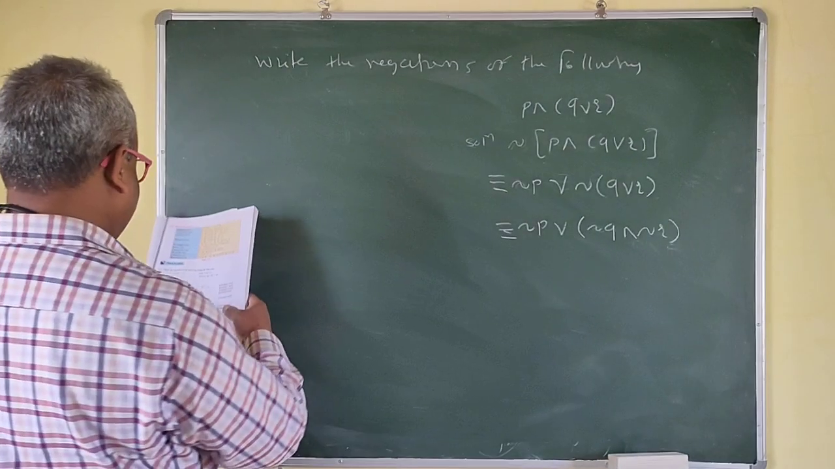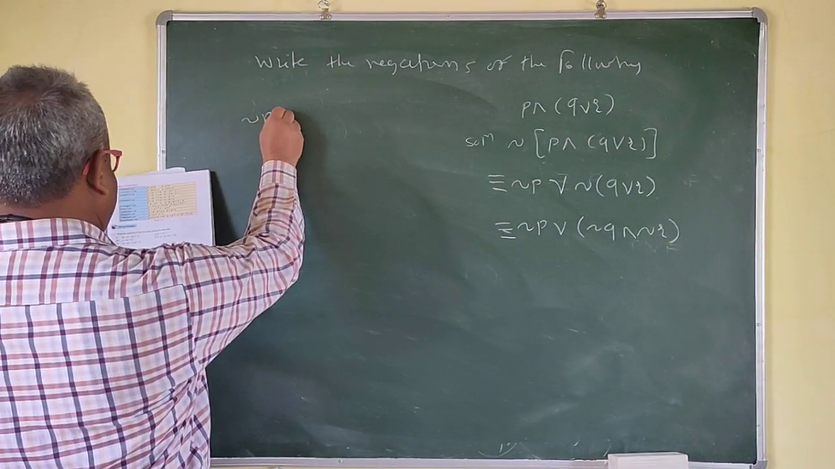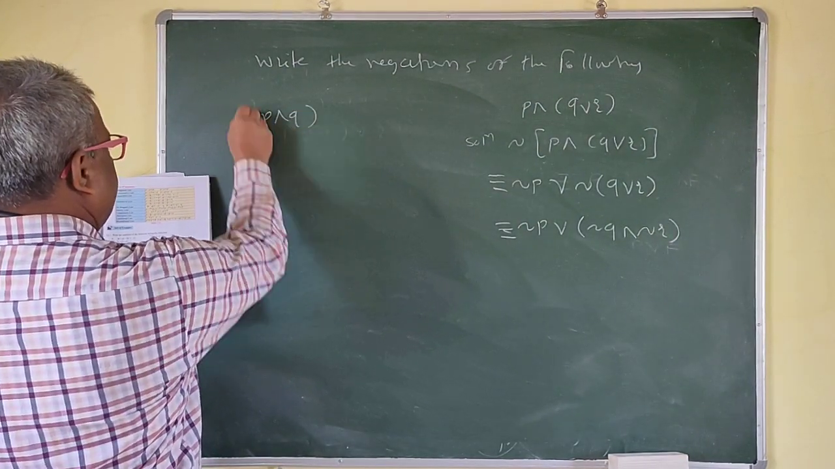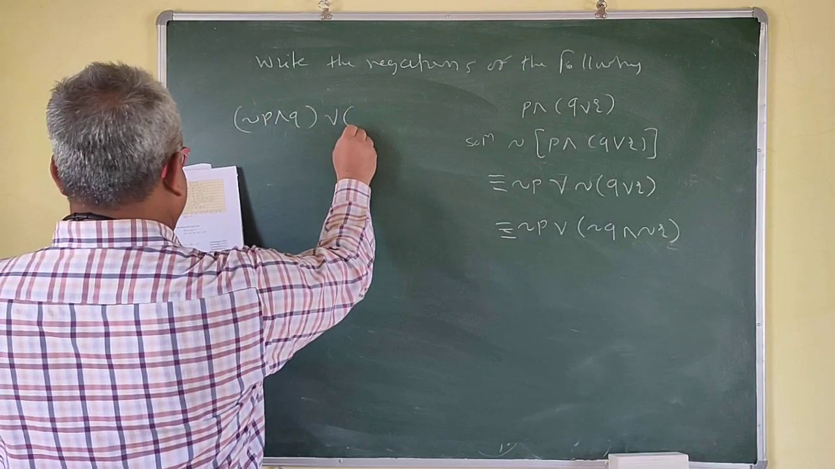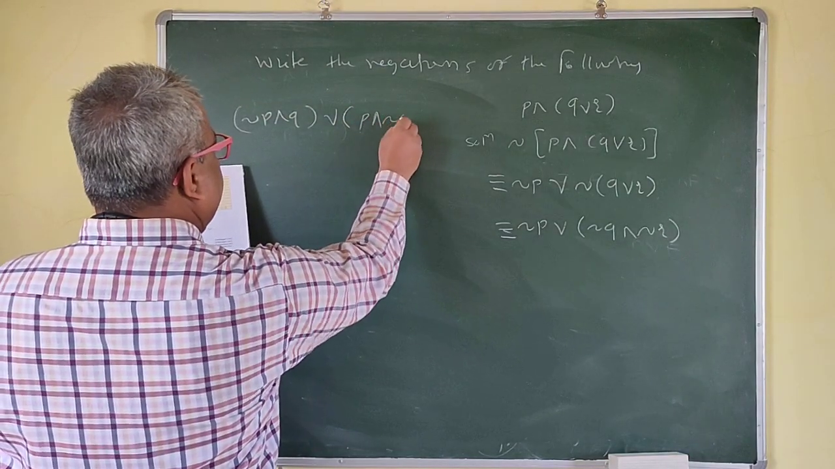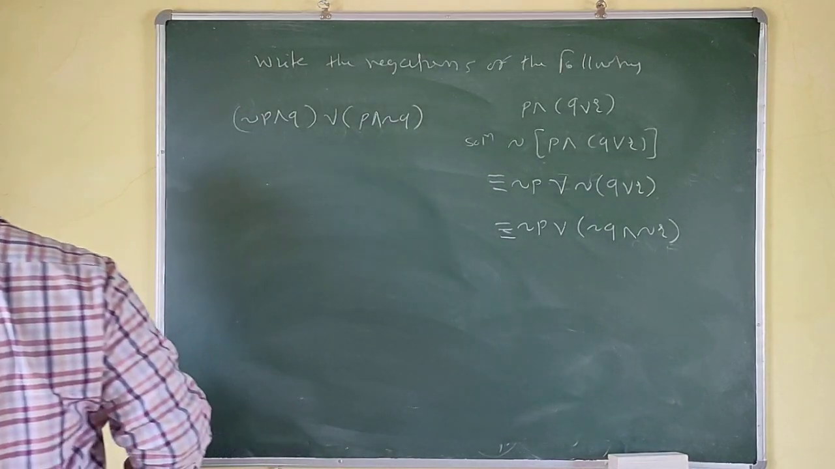Next: negation of (P and Q), you have to take care of the bracket, or P and negation Q.